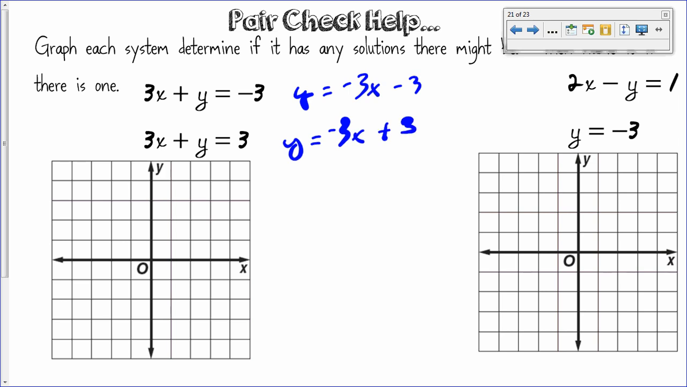Do I even need to graph these two? No. Tell me why. Very well. Okay, so that means what? No solution. Good. Okay, second one, what kind of line is that gonna make right there? Horizontal, where? So 1, 2, or 1, 2, 3.